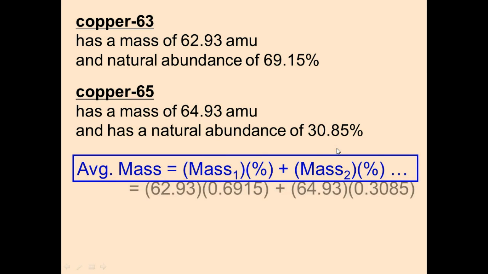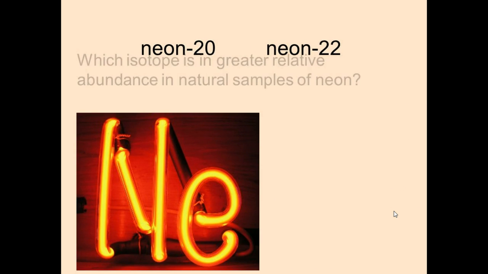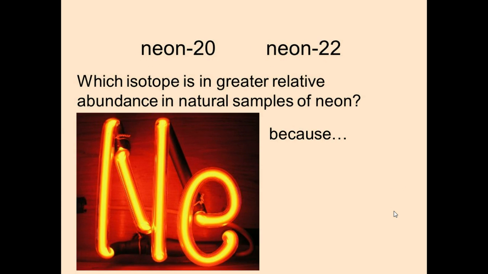So we plug this into the equation. We get copper 63, which is 62.93 times its percentage, and we move the decimal to make it a decimal. Then we multiply copper 65 times its abundance, and we add these numbers up, and we get 63.55. This is just how you calculate it for everything.